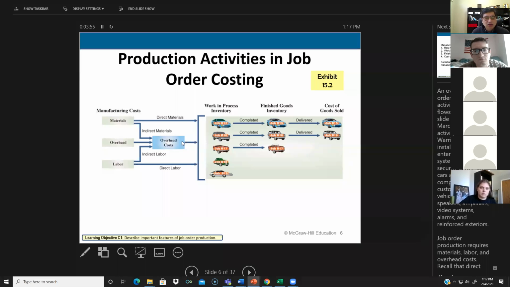And from here, this overhead cost is applied to the work in process. So now we have got direct material, direct labor, and overheads together. Once the goods are completed, they move to the finished goods inventory. When they are sold, it moves to the cost of goods sold. So if you understand the logical flow of goods, then making journal entries becomes easier.